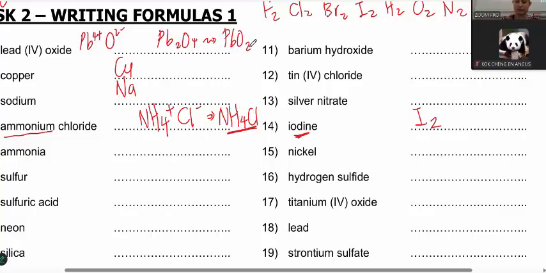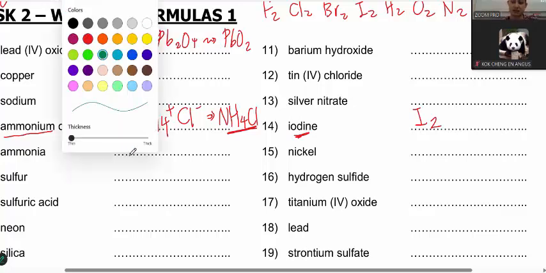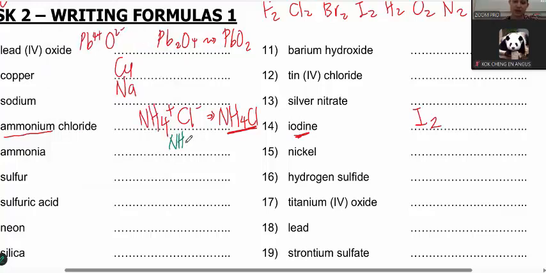Get it? Okay, Ken? Now, copper is Cu, sodium is Na, ammonium chloride is this, ammonia is this, and NH3. Sulfur is S. Sulfur is S, or it can also exist as S8. It is actually a molecule with 8 sulfur atoms joined together. But most of the time we just use S. We rarely use S8.